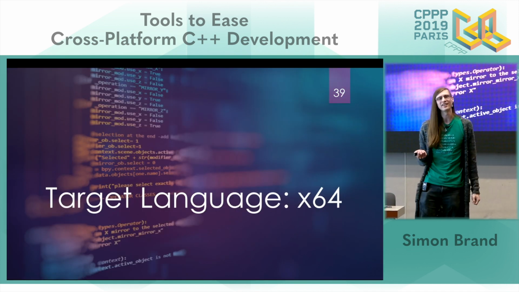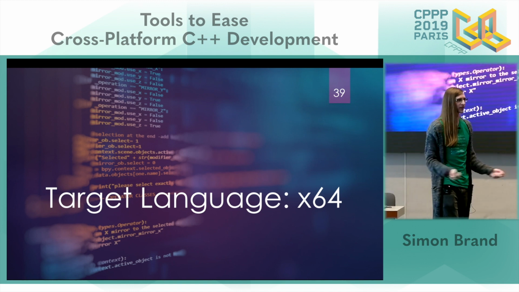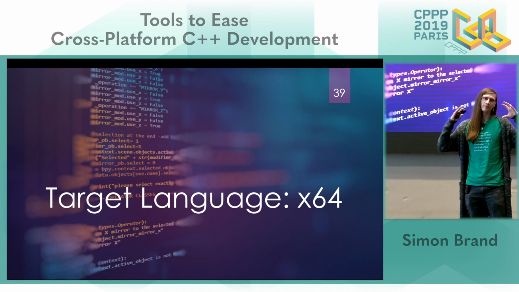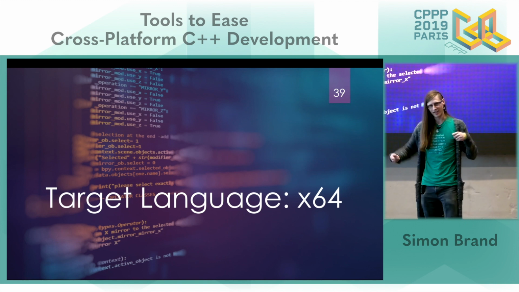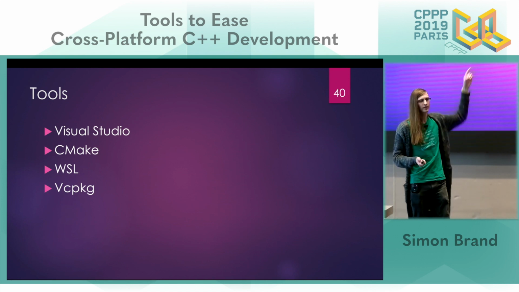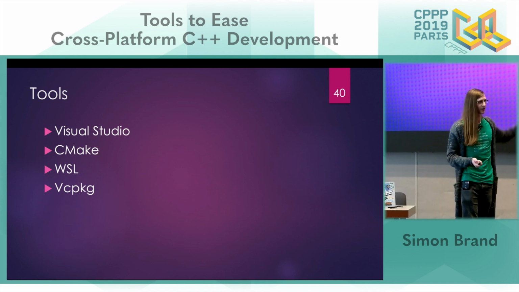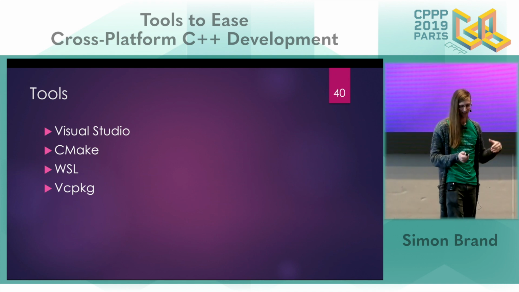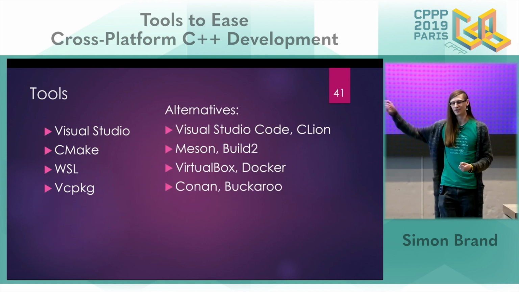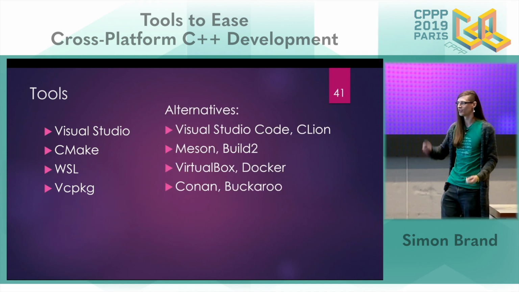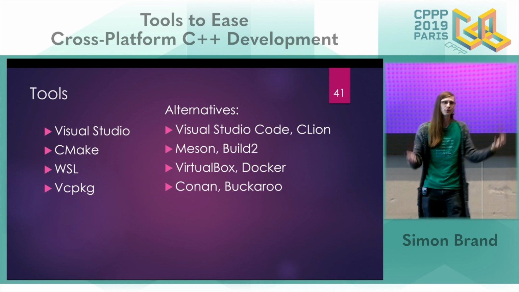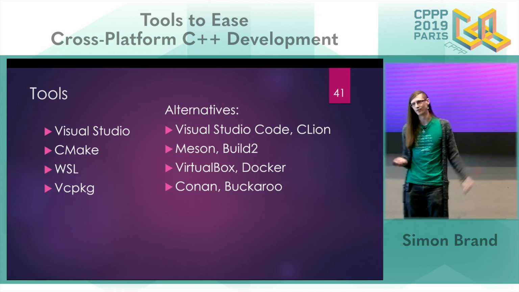My target language is going to be x64, which is the 64-bit flavor of x86 assembly. I'm not going to teach any here. We're going to be using a very small subset, and I'll explain it as I go along. So the tools I'm going to be using today are these: Visual Studio, CMake, WSL, and vcpkg. If you don't know what any of these are, don't worry, I will explain them. Obviously, I'm coming from Microsoft, so these are the tools I'm going to talk about. Some alternatives: you could use Visual Studio Code or CLion for IDEs, Meson, Build2 for build systems. These are all alternative tools you could use if you want to apply these concepts, but you don't like the tools for some reason.